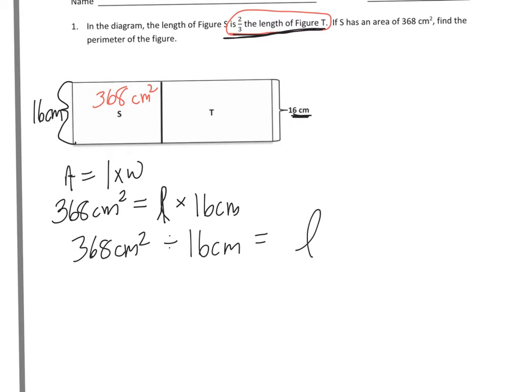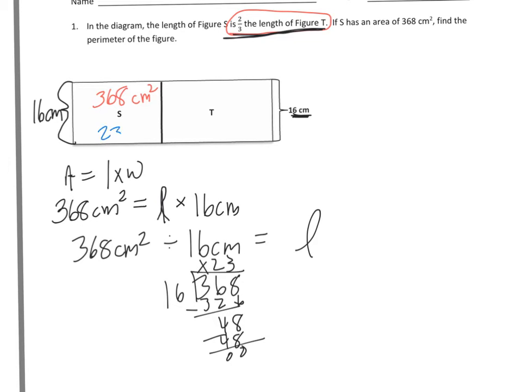So I'm going to do that division off to the side. And I know it can go in 2 times to get me 32. And then I'll bring down my 8. So I have 48, and I know that's 3 times 16 will get me 48. So I know S has a length of 23 centimeters. So I have the dimensions of S. Now I got to figure out T.